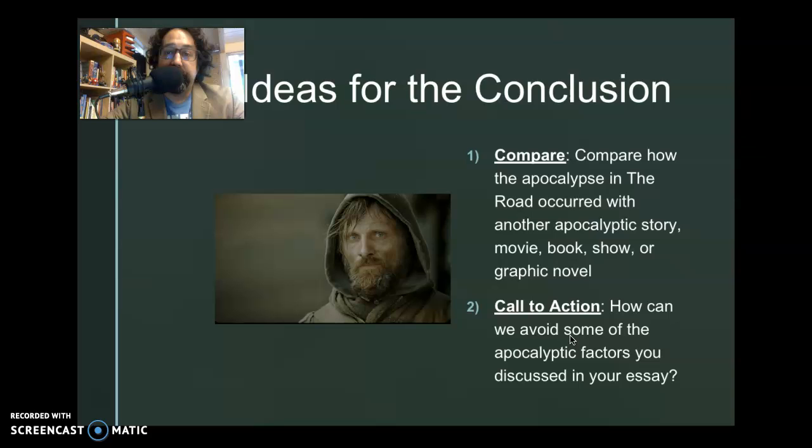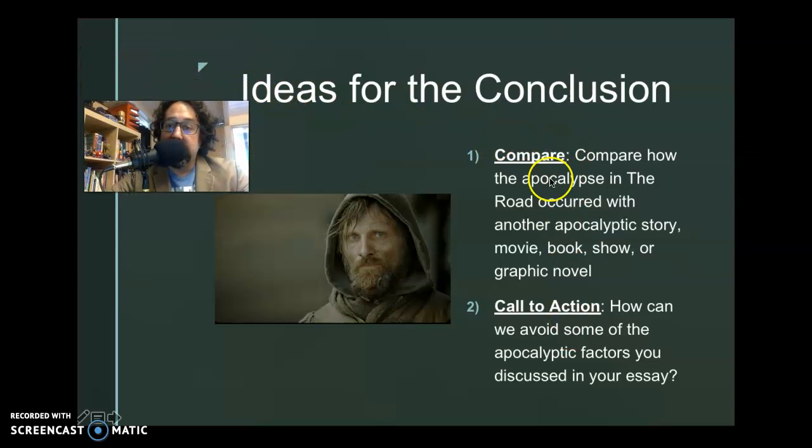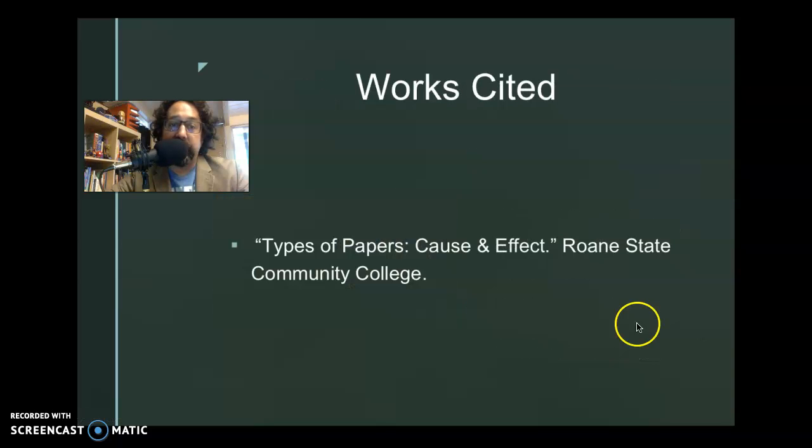Now, if we could just see that, this could be a much stronger sample. And then we have some ideas for the conclusion: comparing it to other apocalyptic dystopian stories, and calls to action about how to avoid an apocalypse. And that's really it. That's how you write this cause and effect essay on The Road.